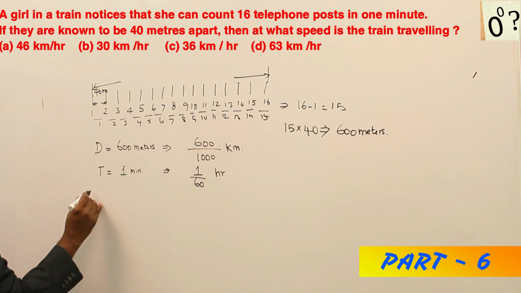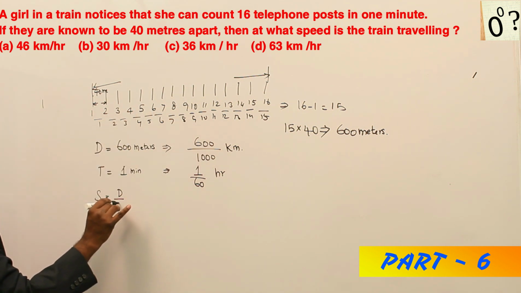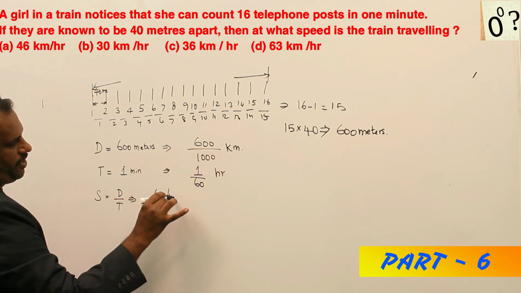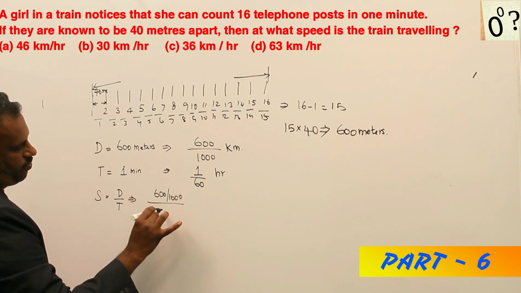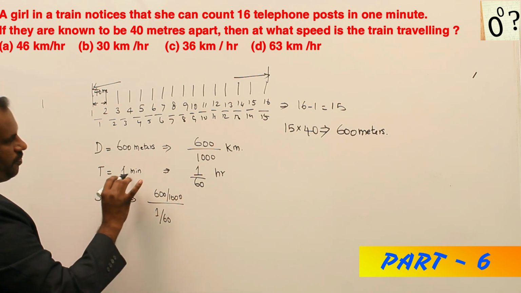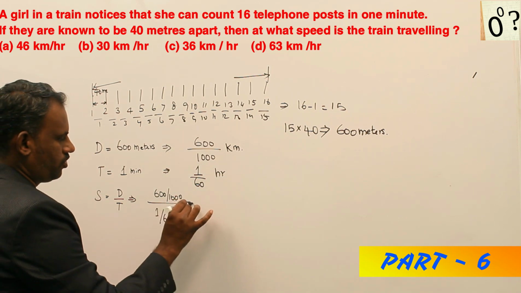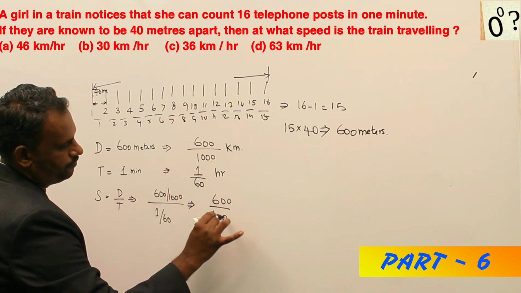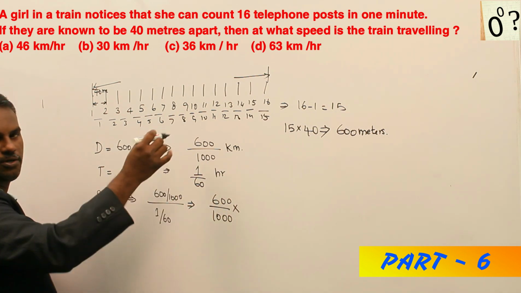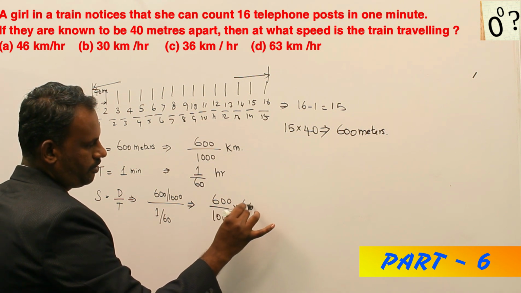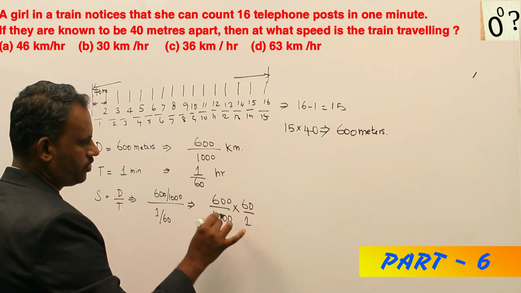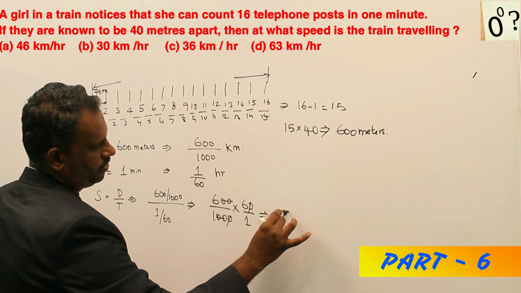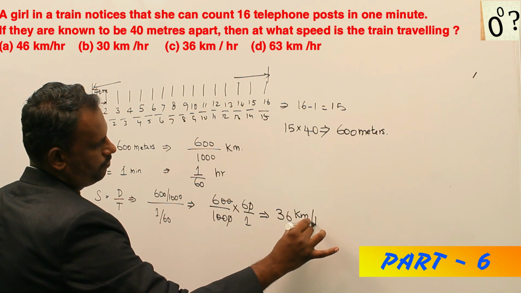So the speed is equal to distance divided by time, which is 600 divided by 1000, divided by 1 by 60, since 1 minute is equal to 1 by 60 hour. So how do we simplify this fraction? 600 divided by 1000 into this 60, which goes to the numerator inversely. So this 1 strikes out this 2. So the answer is 6 into 6 equal to 36 kilometers per hour.